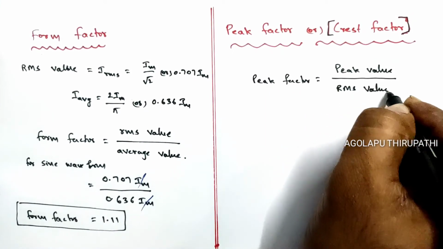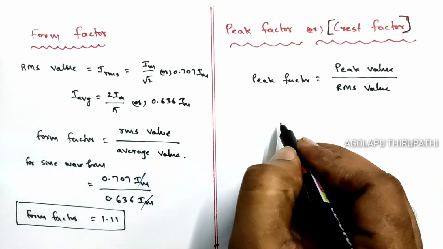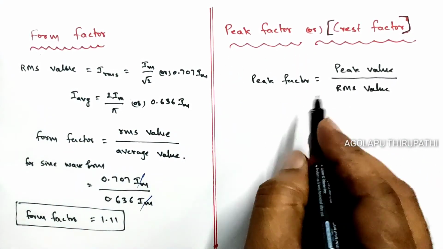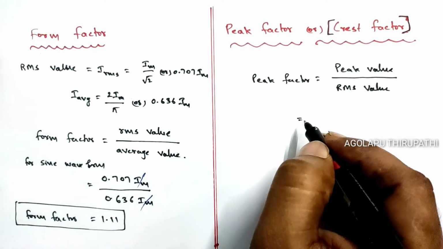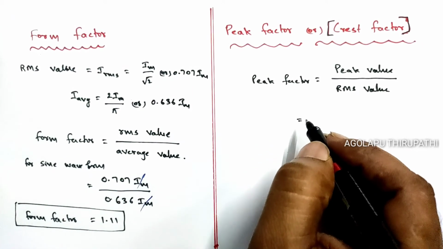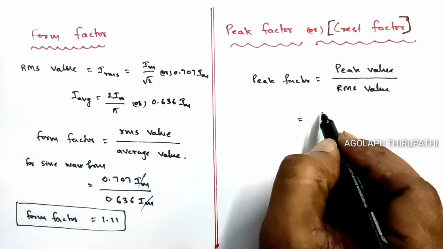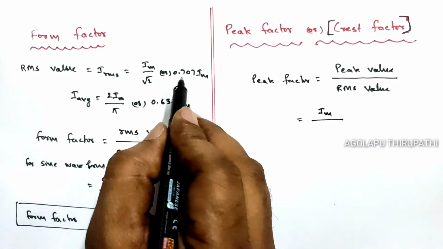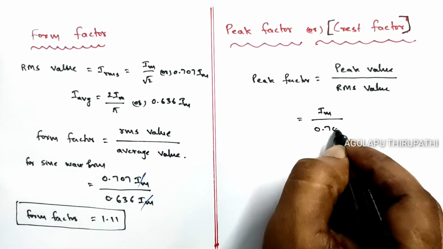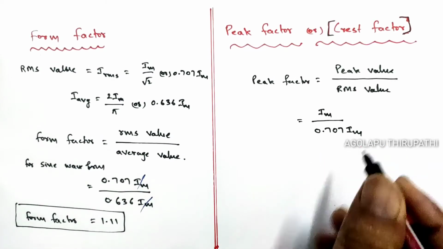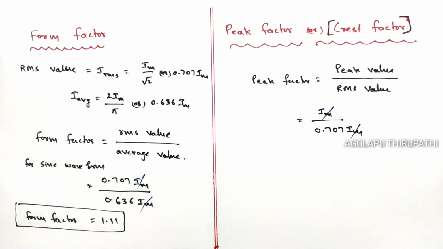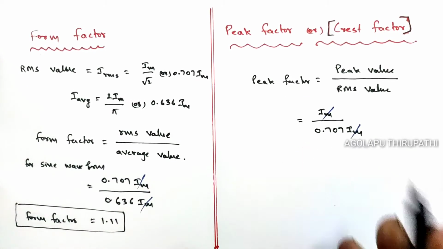Okay, so for the sine waveform, for example, we considered current waveform in previous two videos, right? So in that our peak value is Im. So therefore I am taking peak value equal to Im divided by RMS value. What is the RMS value? 0.707 times of Im. Okay, so now here you can cancel Im and Im. What you will get? 1 by 0.707.